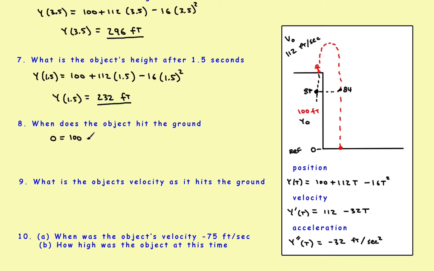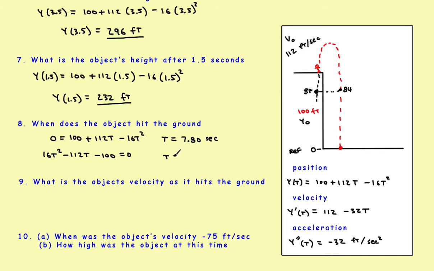So 0 equals 100 plus 112t minus 16t squared. Now, before you put this on a calculator, usually I'll move all these over to the other side and make this 16t squared minus 112t minus 100 equals 0. Again, it's a quadratic equation. Go ahead and put that on your calculator. And when you put it on a calculator, you'll come up with 2 times. The first time would be 7.80 seconds.